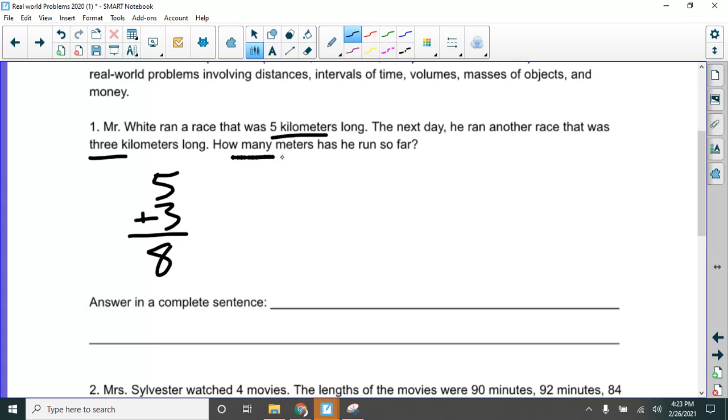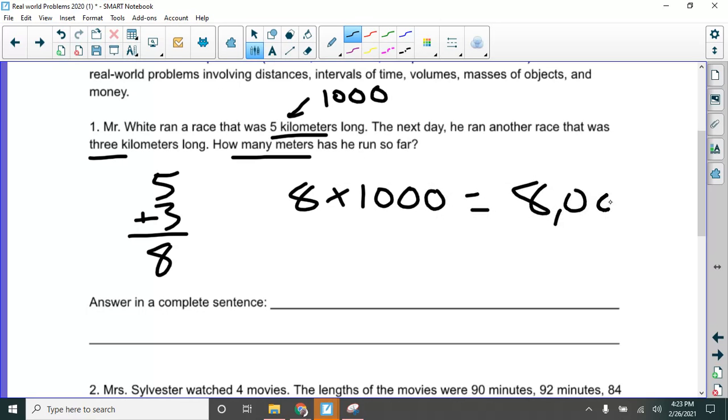Look, how many meters has he run so far? So I need to know how to convert that. Kilo always means 1,000, whether we're talking about a kilometer or a kiloliter. Whenever we see kilo, we're taking something times 1,000. So 8 times 1,000 equals 8,000.